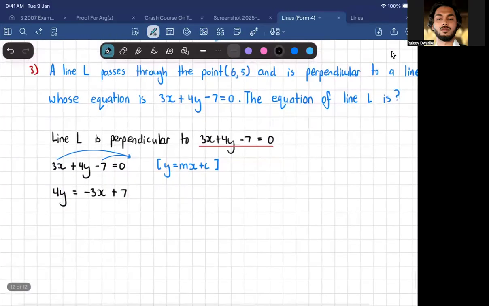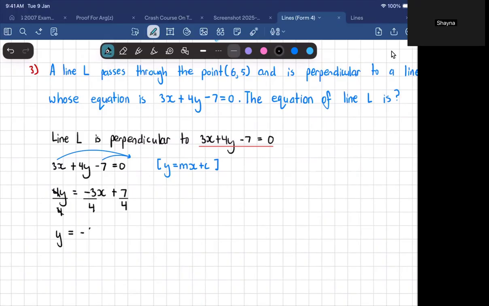So we have 4y now, but we want to find 1y. So what would I have to do on both sides? Divide by 4. So then y is equal to minus 3 over 4 x plus 7 over 4.